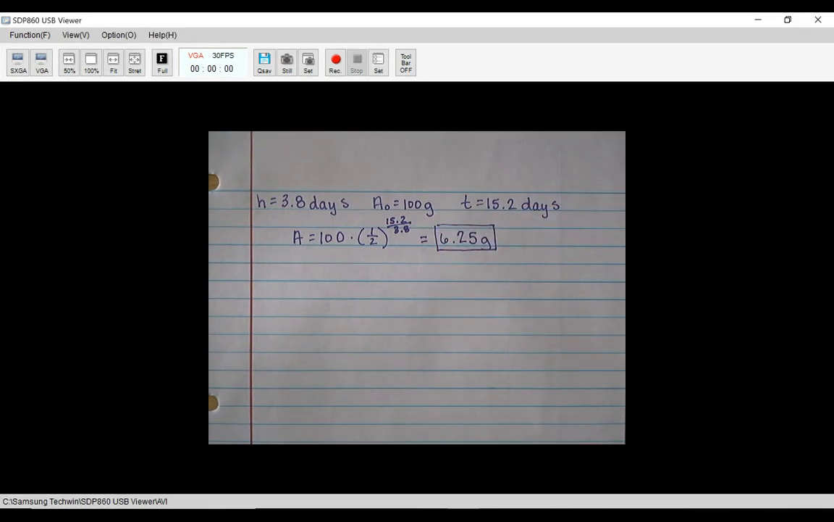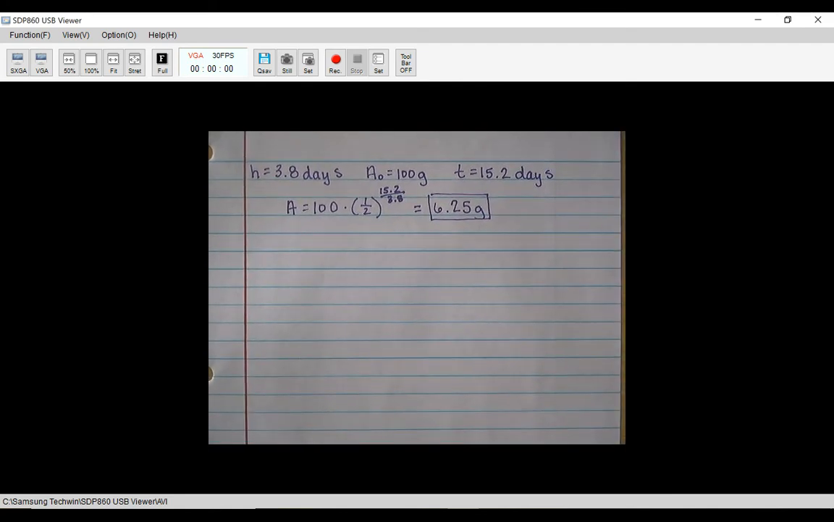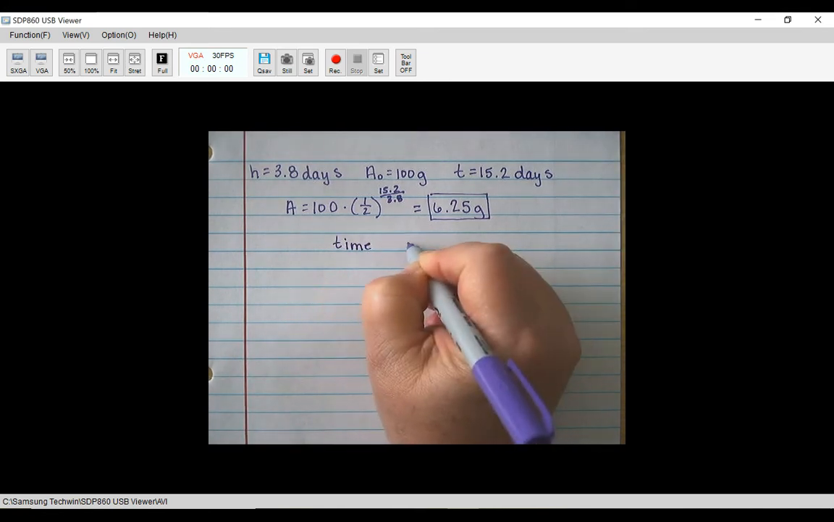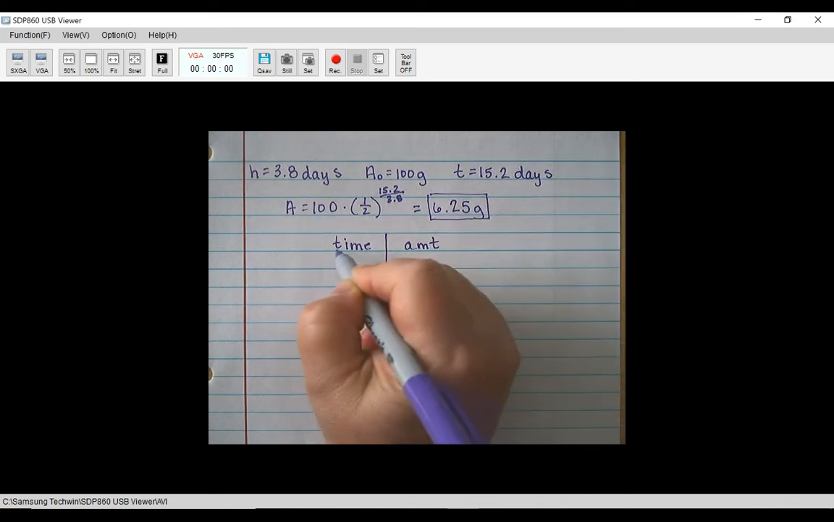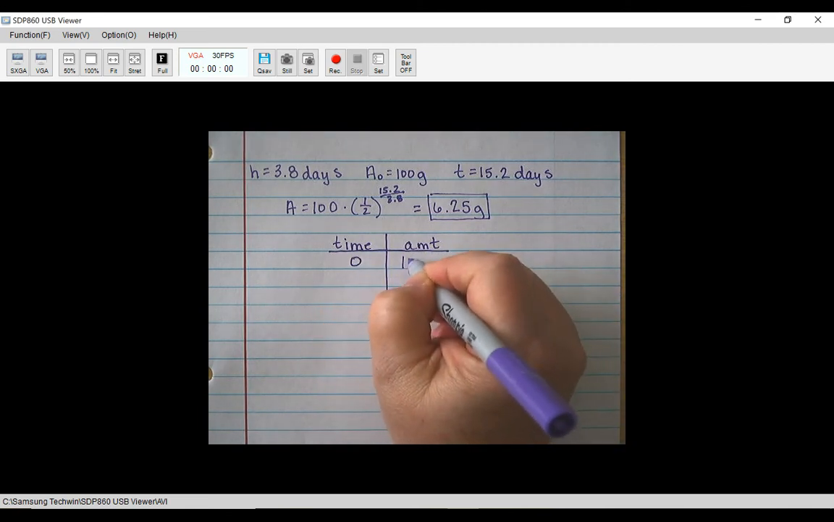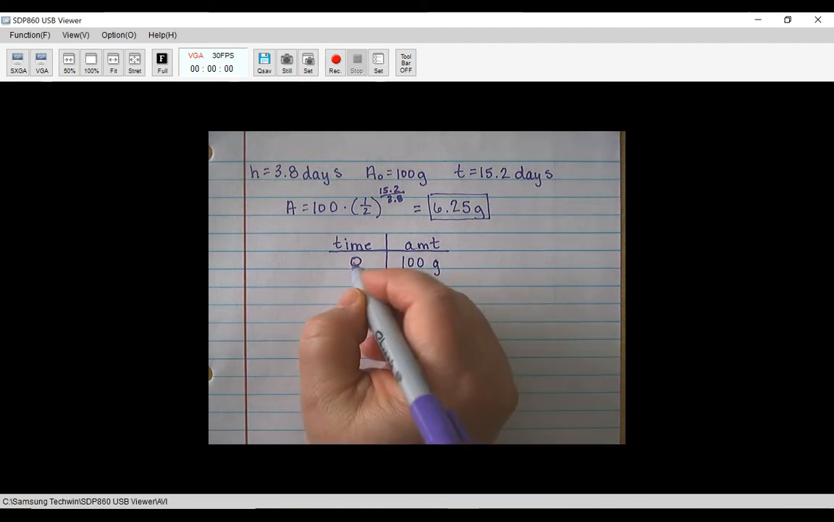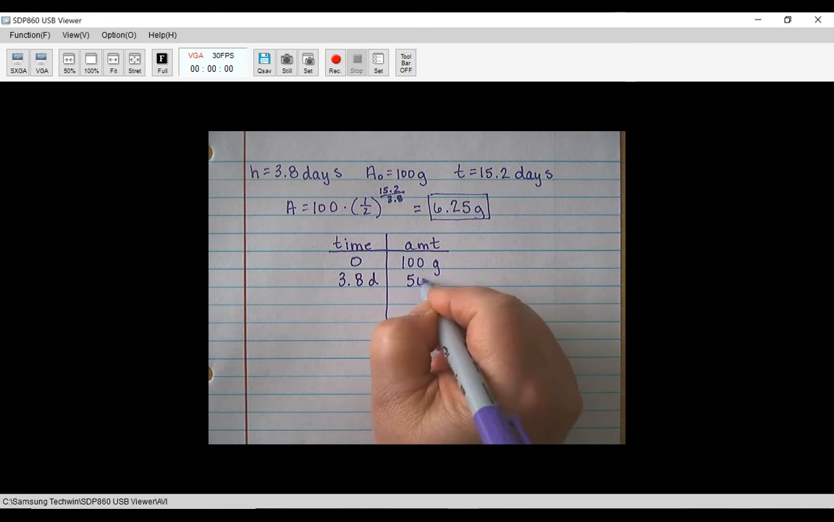Now, I'd like to show you how you could do this with a table if you like. So remember, for a table, you're going to have time and amount. Always start at time 0. This is your original amount, which was 100 grams. The half-life is 3.8 days. So 3.8 days later, you're going to half this substance to 50 grams.